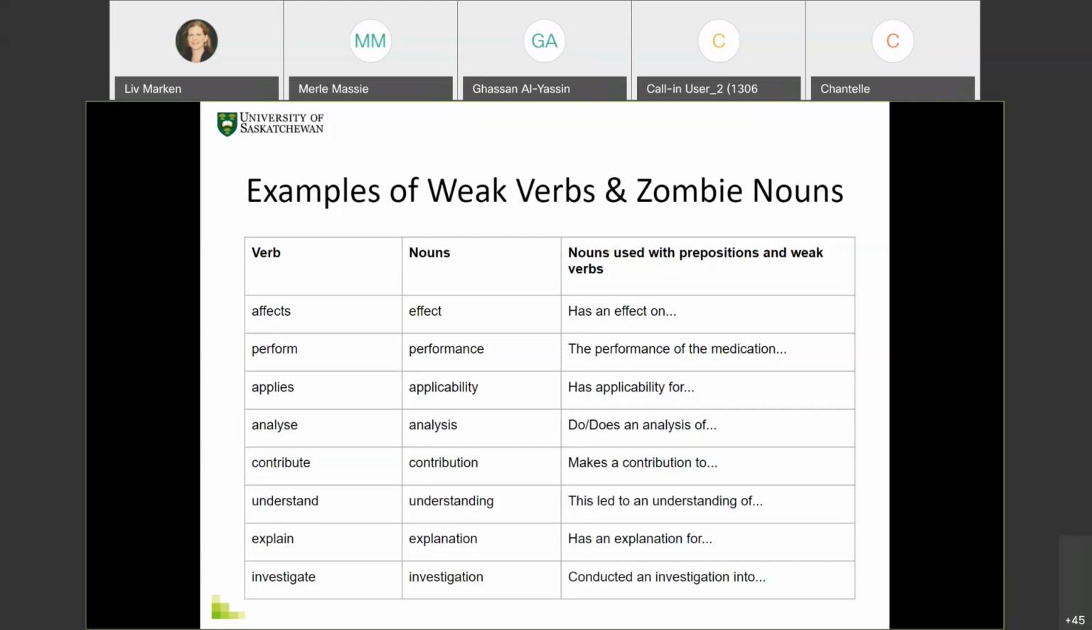I can't remember who said this, but I'll have to find out who it is. They said that the verb is the engine of your sentence. It makes it go. If you have strong verbs in your writing, you're going to be more clear.